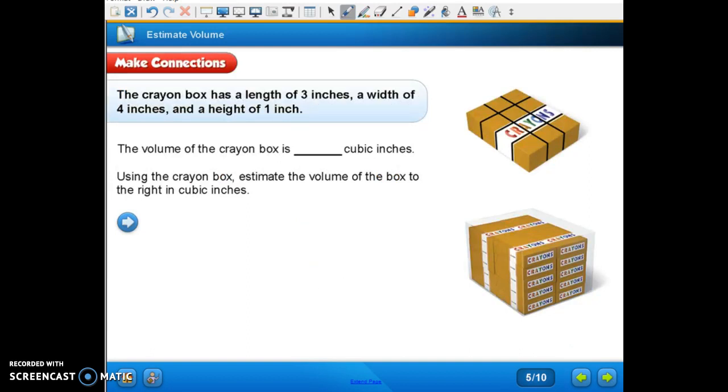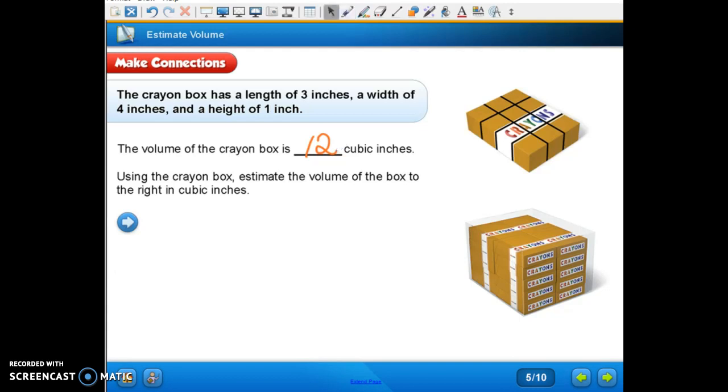The crayon box has a length of 3 inches and a width of 4 inches and a height of 1 inch. The volume of a crayon box is how many cubic inches? 3 times 4 is 12, times 1 is still 12. Using the crayon box, estimate the volume of the box to the right. Let's count. 1, 2, 3, 4, 5.